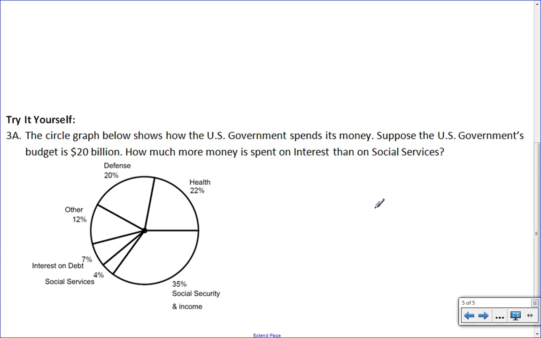Okay. And for this one, we're talking about billions of dollars. So when you did your calculation, you probably came up with 0.6 billion. But we never write numbers like this. So if it's less than 1, we actually want to change this to million by moving the decimal over 3 places. So this would be $600 million, of course. So if you had 0.6 billion, you were on the right track. We just need to change that to 600 million so that it's written properly. Okay, and that is it for circle graphs.